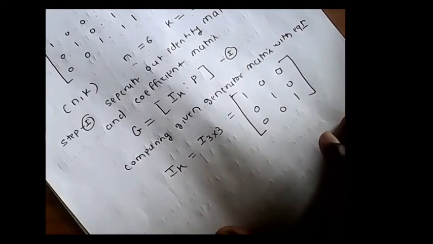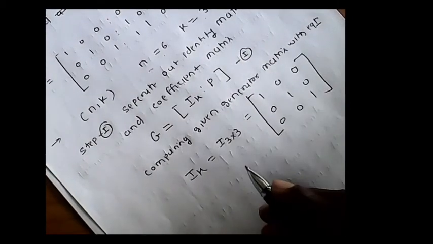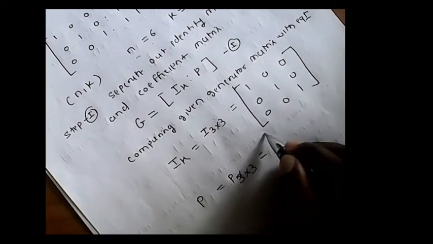Similarly, we can find the parity matrix, that is denoted by P, of order 3 by 3. We can find the parity matrix from the given generator matrix by comparing with the equation. So the parity matrix is 0 1 1, 1 0 1, 1 1 0. So this is your parity matrix.